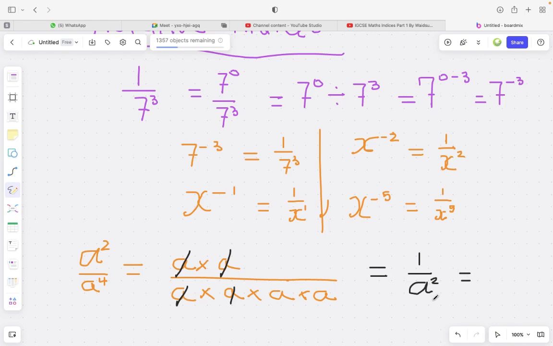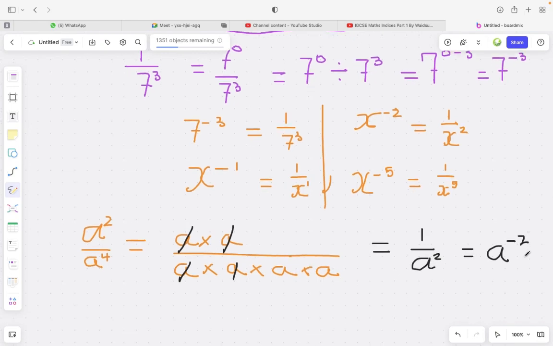If you have 1 over a square, it becomes a to the power of negative 2. Remember, 1 all over anything in indices means a raised to power minus. Whatever power is here, then you put here. If this power was 5, you say a raised to power minus 5. If this power is 6, you say a raised to power minus 6. Is that okay? So that's one way of doing it.